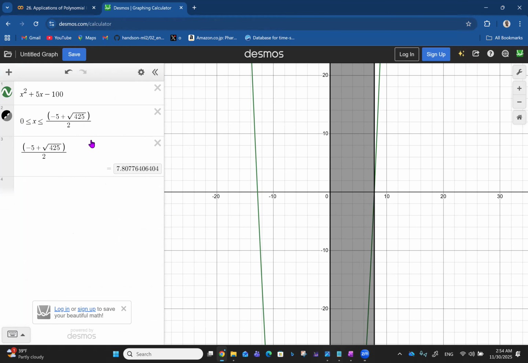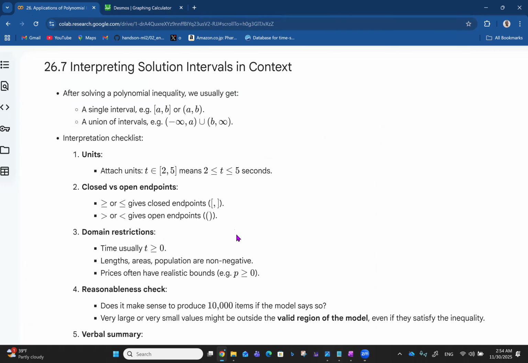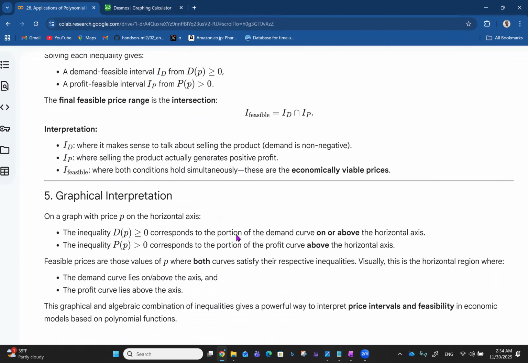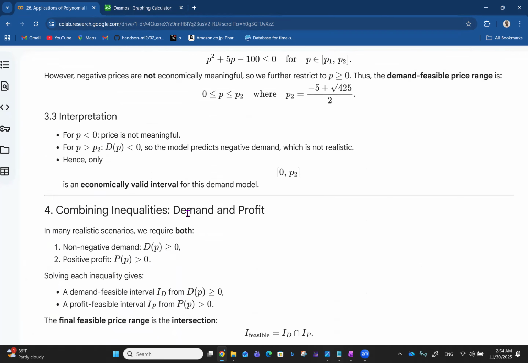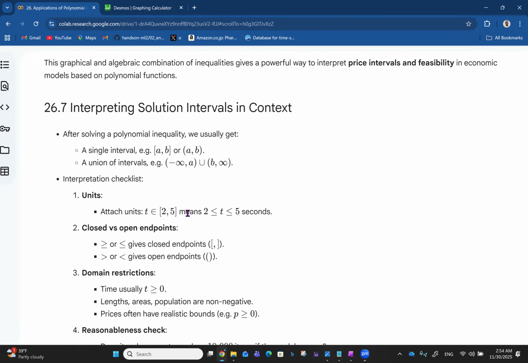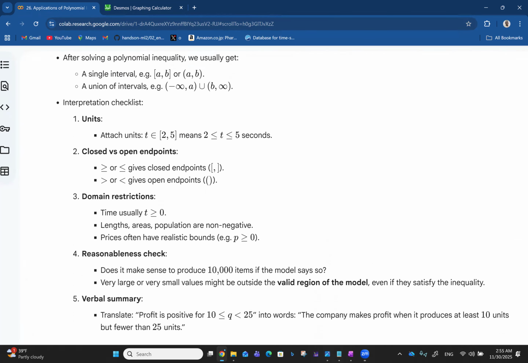Just like here, we have to restrict price to be 0 or more. Mathematically, we have minus 12 as a possible price, but a negative price is not sensible. So we can only go from 0, in fact, do we even have to include this 0 here? From what we did the other time, yes, it's a closed interval, I believe. So here it's the closed interval 0 to P2. Time is usually t greater than or equal to 0. Length, area, and population are non-negative. Prices often have realistic bounds, e.g., P is greater than or equal to 0, like we just saw.